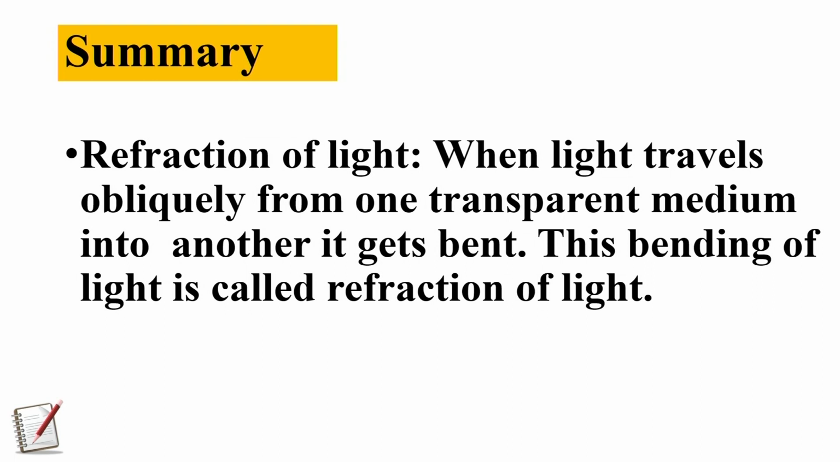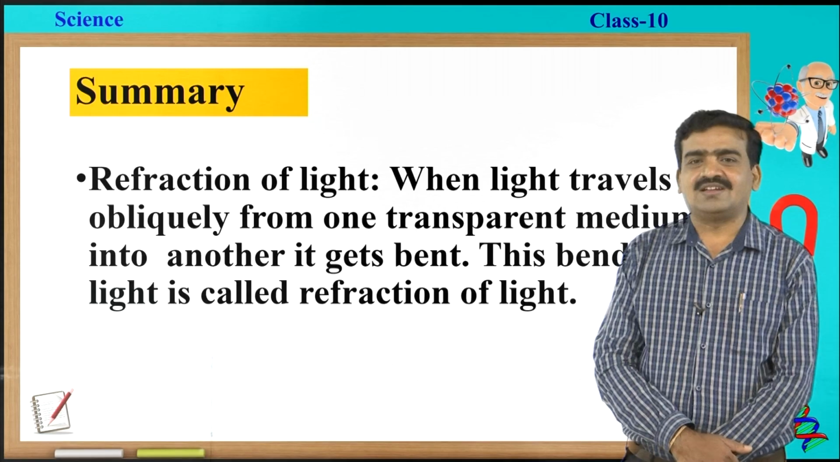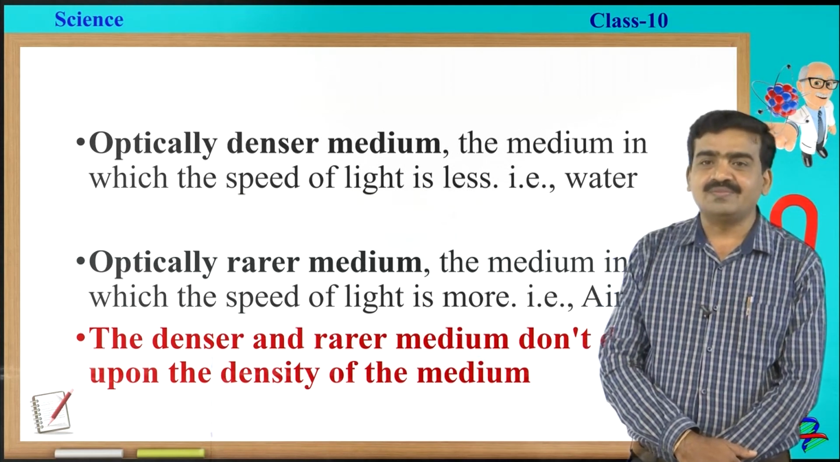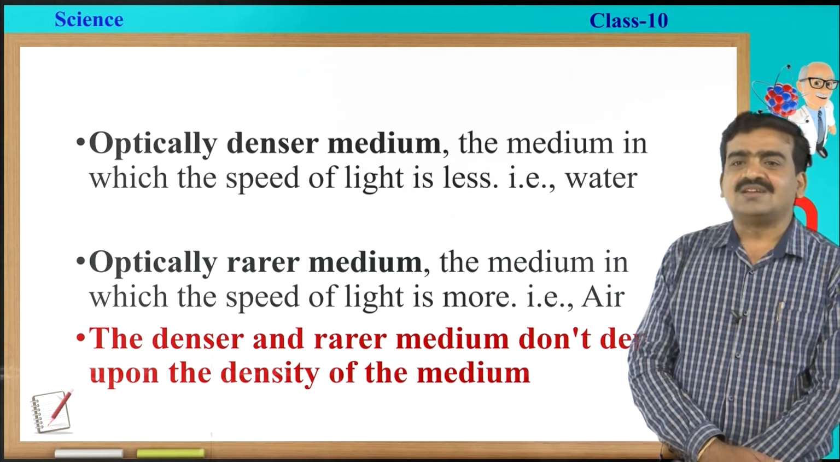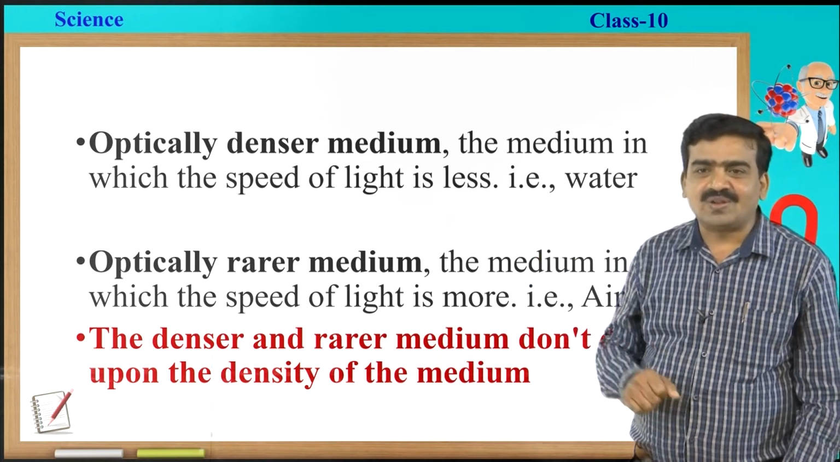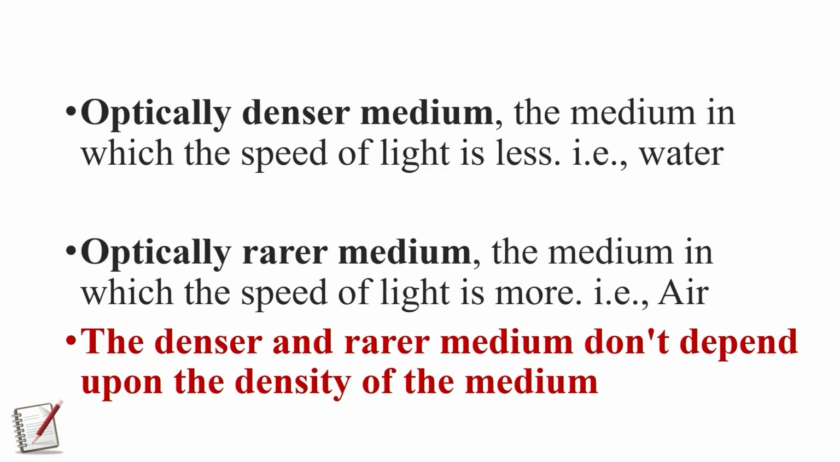Just remember it again. When light travels obliquely from one transparent medium into another, it gets bent. This bending of light is called refraction of light. You also learnt about optically denser medium and optically rarer medium. Optically denser medium means the medium in which the speed of light is less, for example water, and optically rarer medium is the medium in which the speed of light is more, that is air.